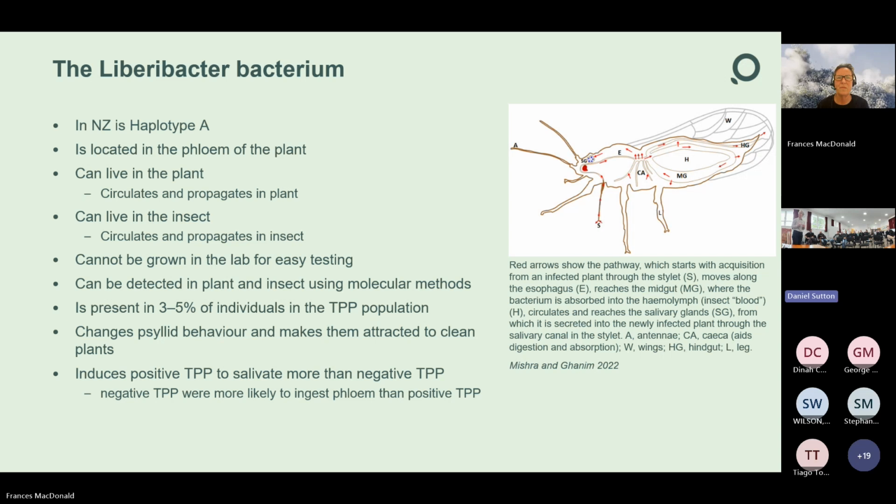What it also does is it makes the positive TPP, so the ones that have Liberibacter, start to drool a bit more when they feed. That means that in the drool, when they're feeding, they put all the Liberibacter in the plant. So that's something that the bacterium does to the insect. Next slide, please.